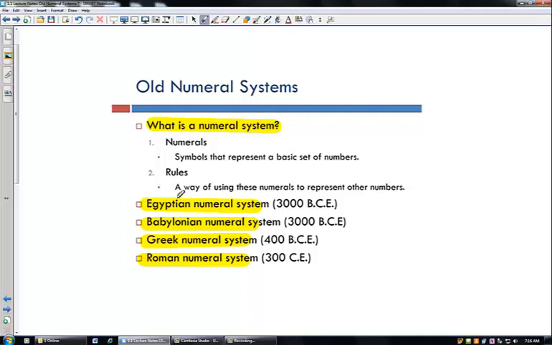Of course, the Chinese had a wonderful numeral system, and so did the Mayan civilization. But we're not going to concentrate on those, although you can research them if you like on the internet. There's lots and lots of information on them. So let's start here with what is a numeral system. A numeral system is composed of two pieces. It basically has a bunch of numerals and some rules. The numerals are simply some basic set of symbols that represent some numbers. And then the rules are a way of using these symbols to represent other numbers. So let me do an example real fast because it becomes real obvious what I mean by these statements.